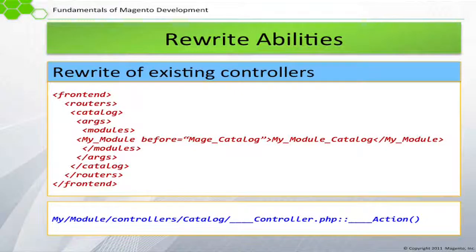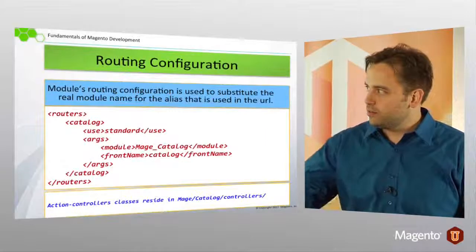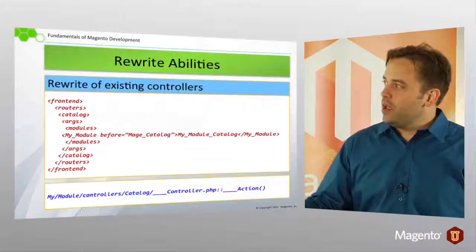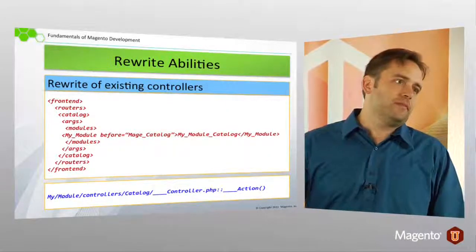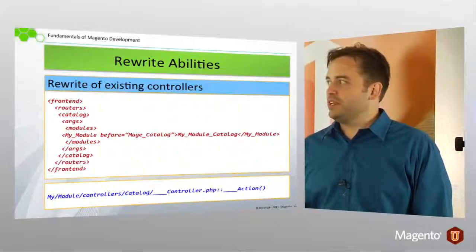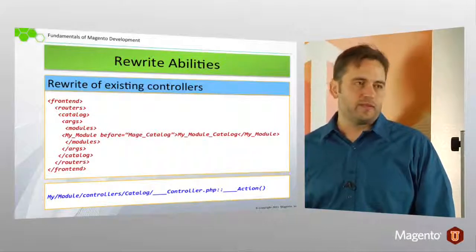We actually get into the exact same spot: front end, routers, catalog, args. See, front end, routers, catalog, args. And we add to modules node. And all we do here is simply insert a path, either ahead of or behind another path.